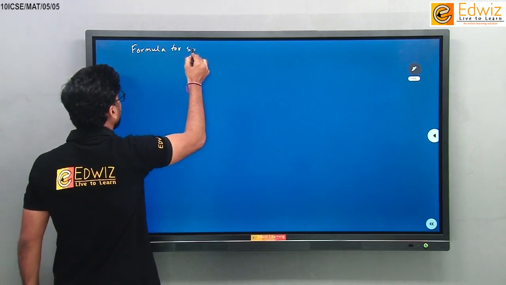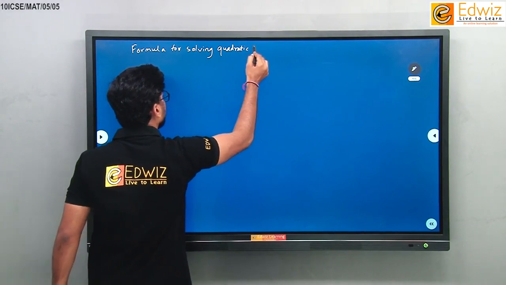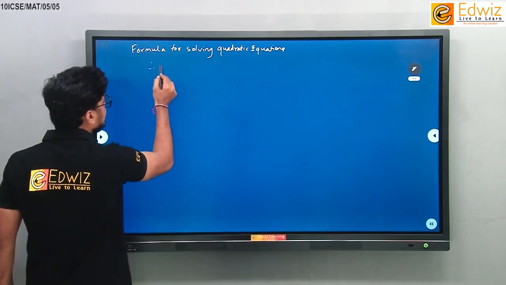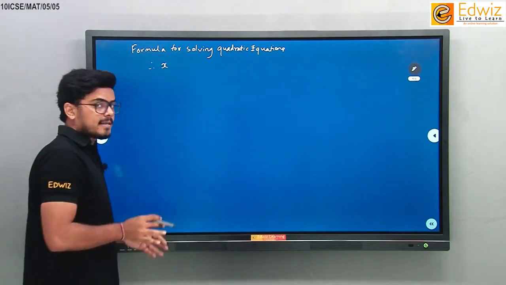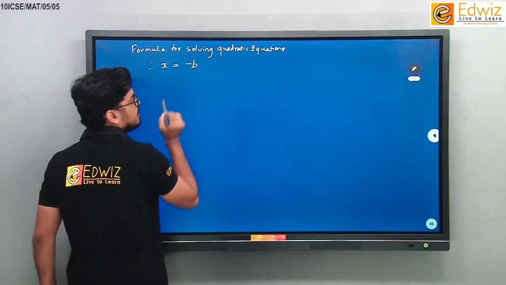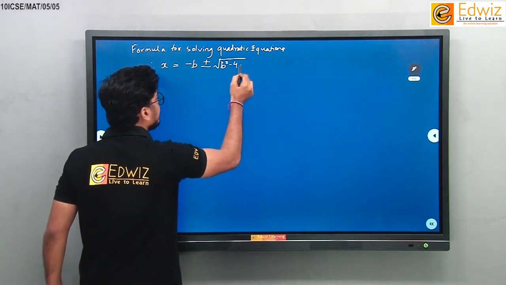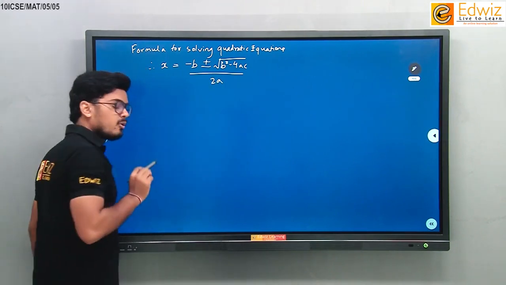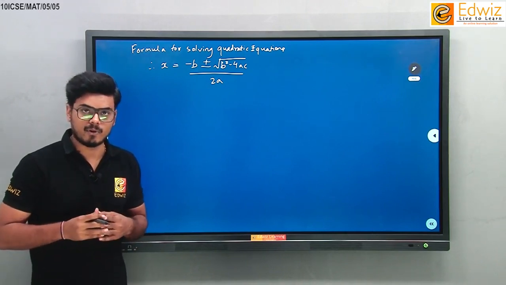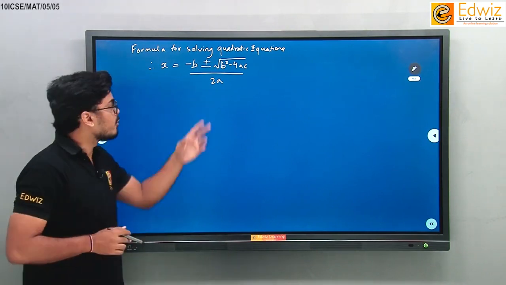Formula for solving quadratic equations. Okay, so the formula is this. First I'll tell you, the value of x in any quadratic equation is equal to minus b plus or minus square root of b square minus 4ac upon 2a. Now you all know that whenever we write a quadratic equation, we always try to write it in its standard form. So after writing in standard form, whatever values of a, b and c come, that is what these are.